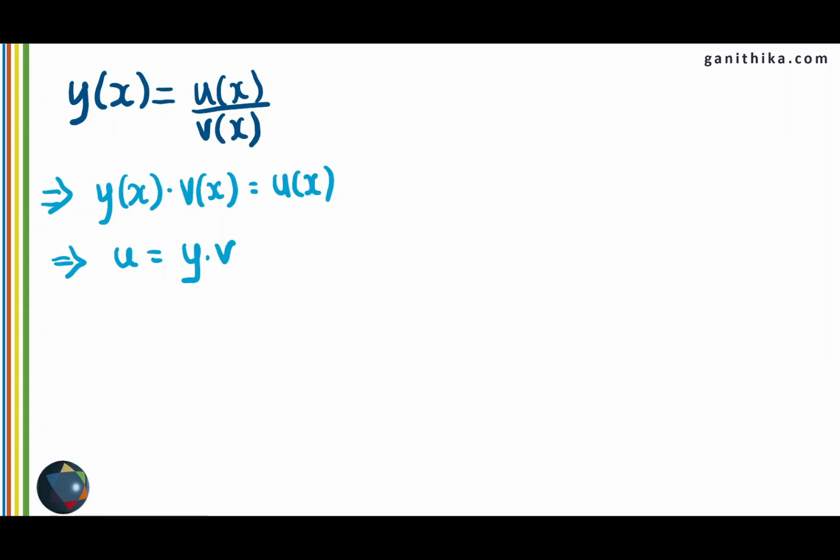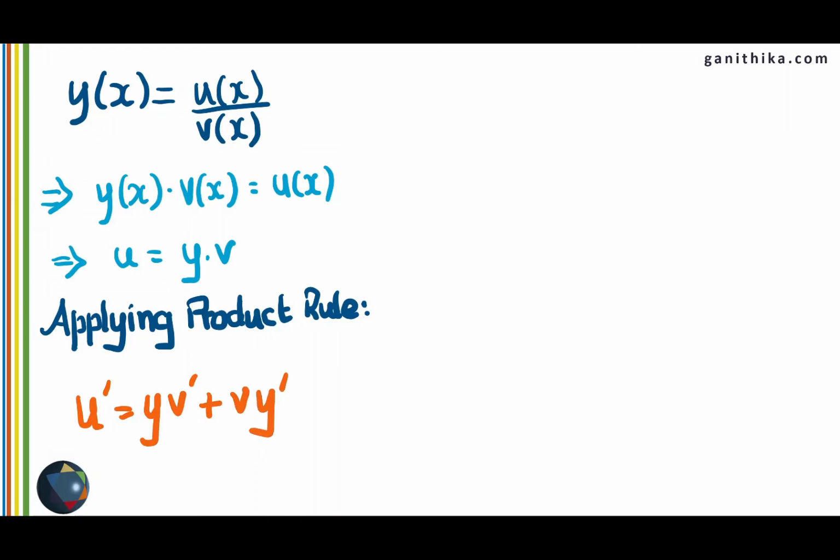Now since u is in product form of y times v, we can use the product rule to find the derivative of u, which is the first function multiplied by the derivative of the second function plus the second function multiplied by the derivative of the first function. y and v are the two functions involved here.